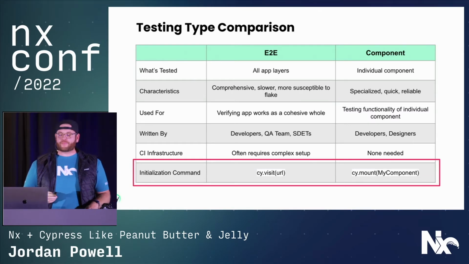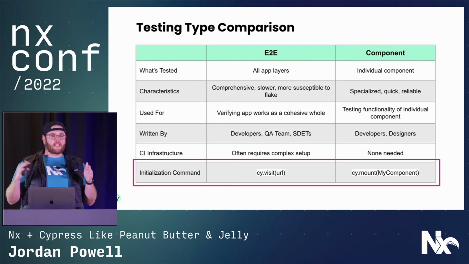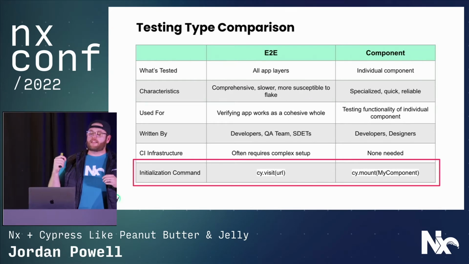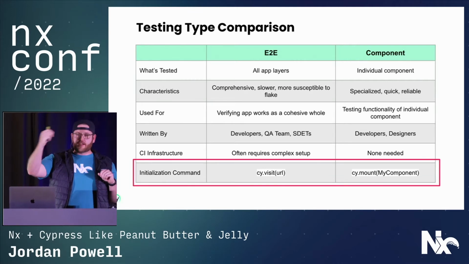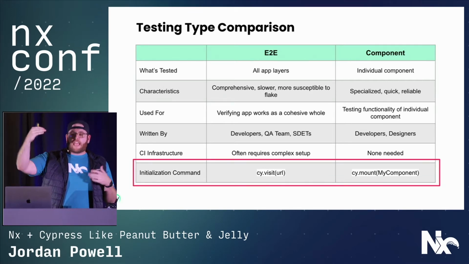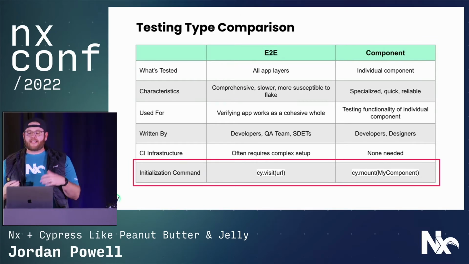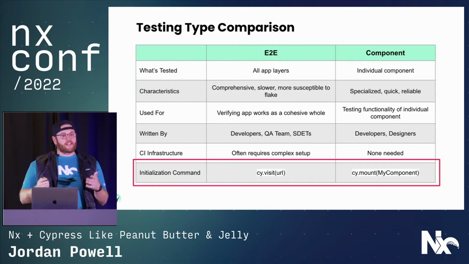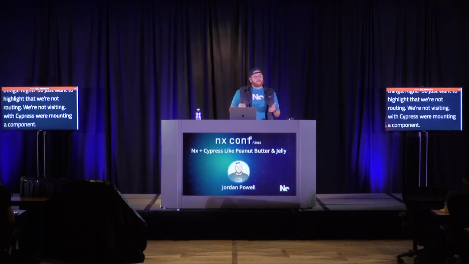With component testing, it's different though, because we don't have this concept of routing. You're basically telling it, I only want to mount this component to the DOM and any of its child things, right? So I just want to highlight that we're not routing, we're not visiting with Cypress, we're mounting a component. But everything else after that is the exact same. It's the same API, it's all the same test runner, and everything else that you've grown to love.